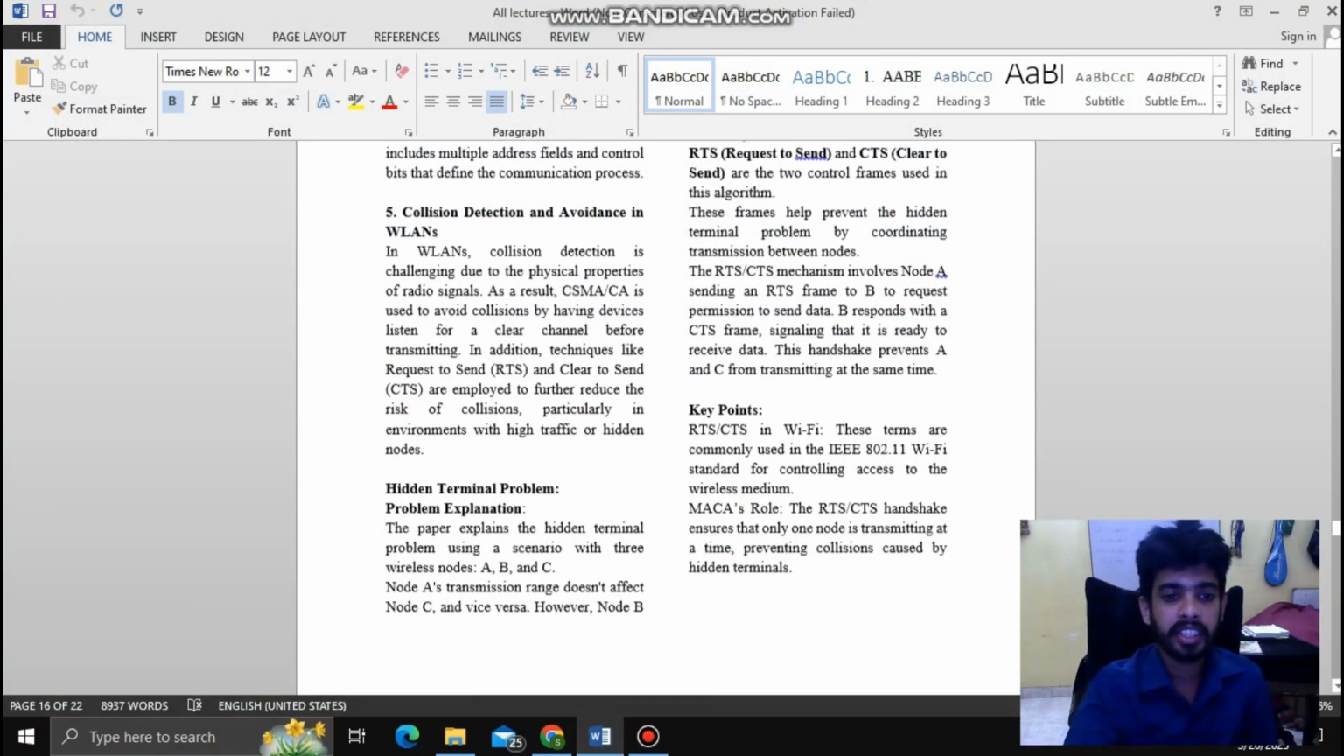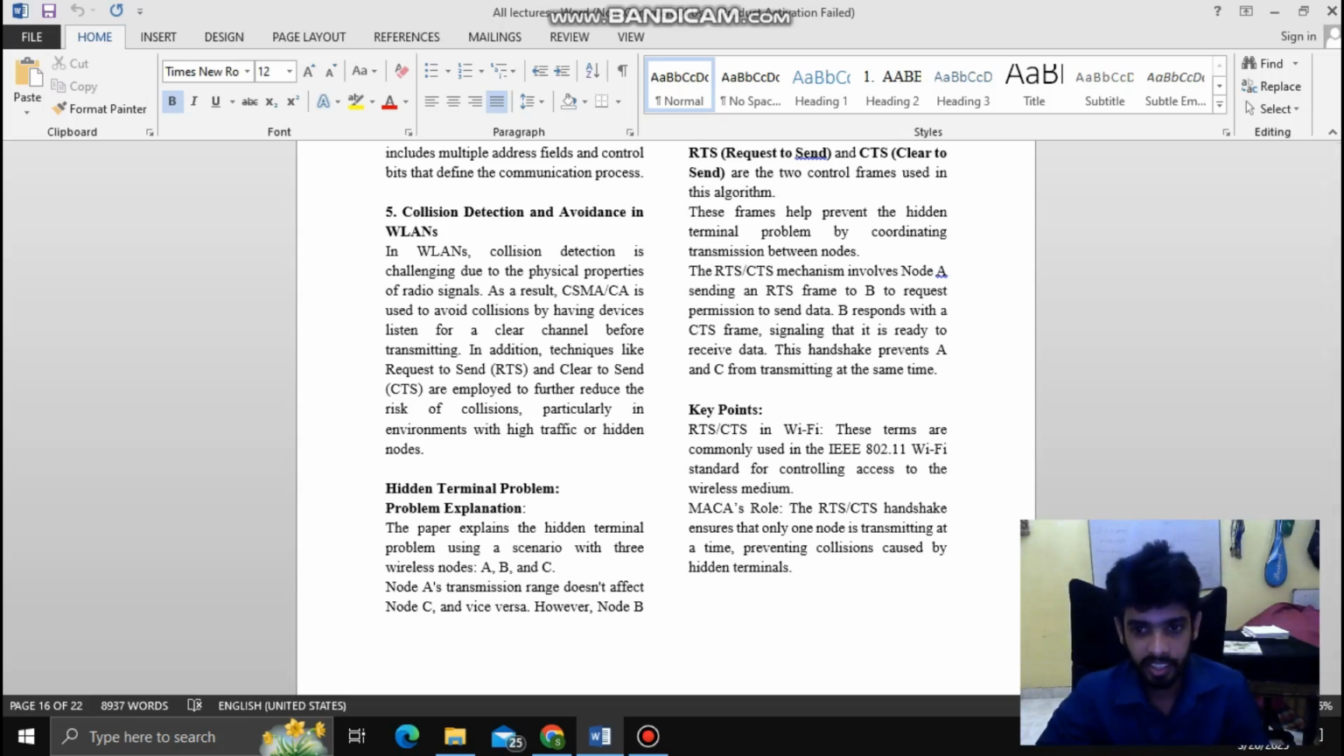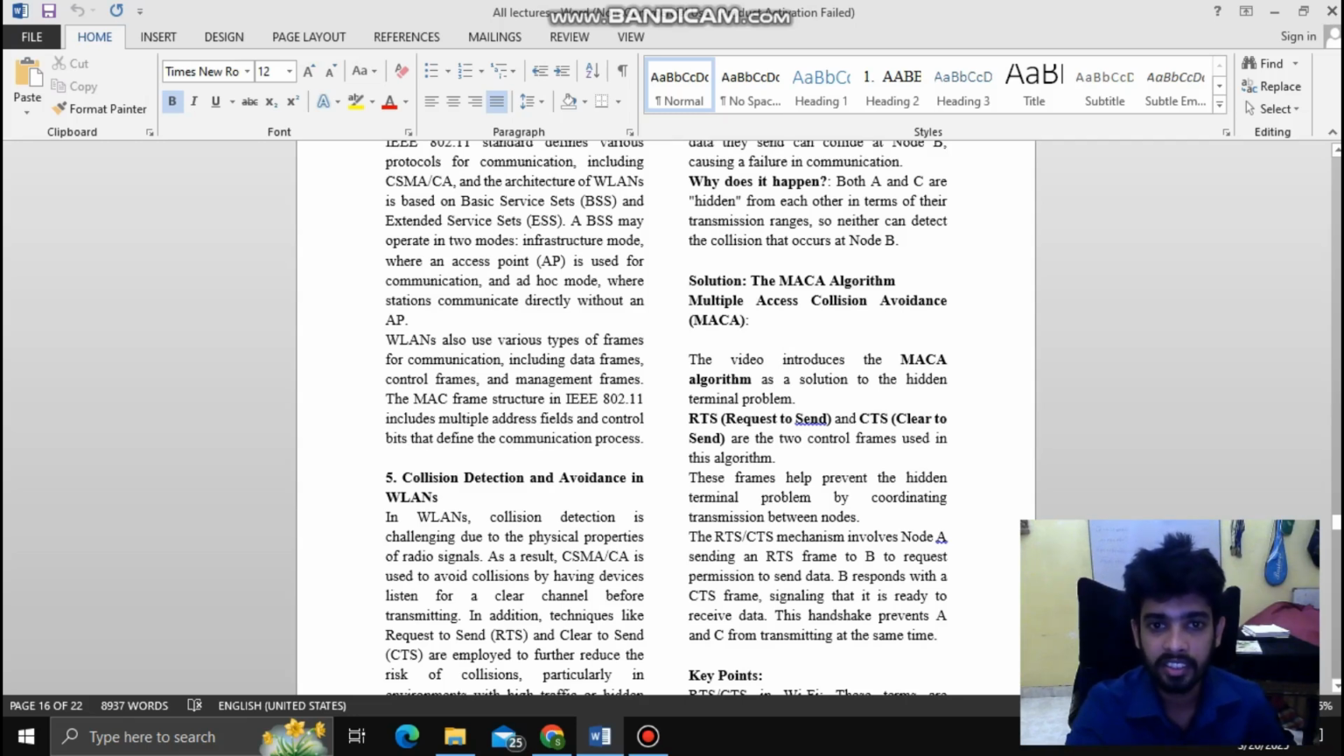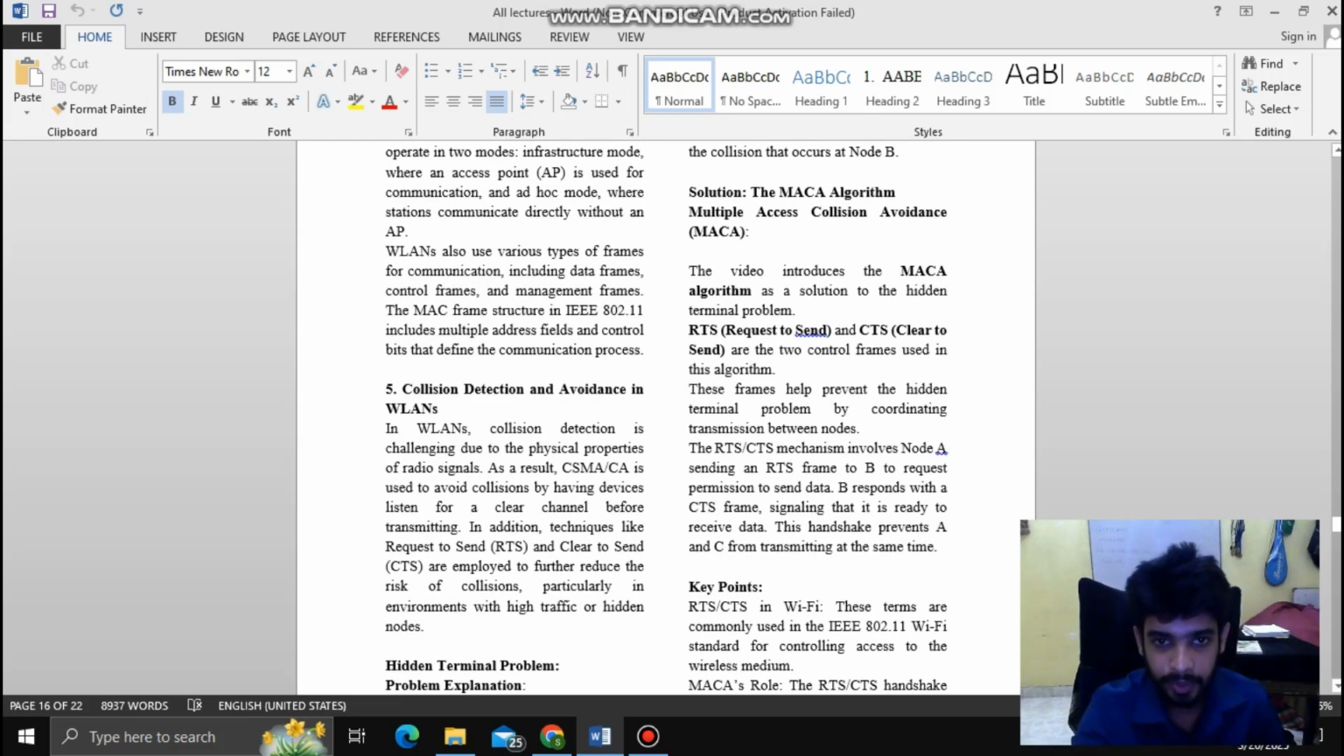Next we will be discussing the problems that we have in wireless network transmission. The first one is the hidden terminal problem, where two nodes cannot detect each other, so they are hidden from each other. To overcome this, there is the MACA algorithm, multiple access collision avoidance. It uses two frames called RTS and CTS to prevent this problem. These two frames coordinate transmission between nodes, so the hidden terminal problem is eliminated by the MACA algorithm.